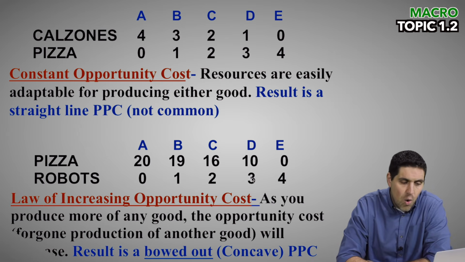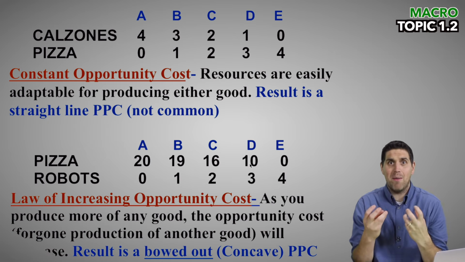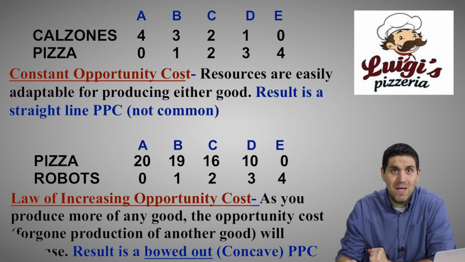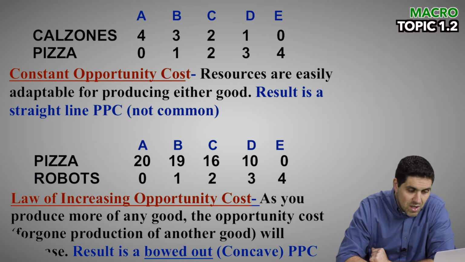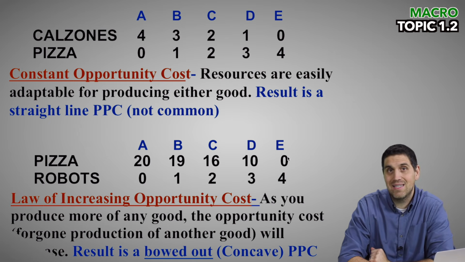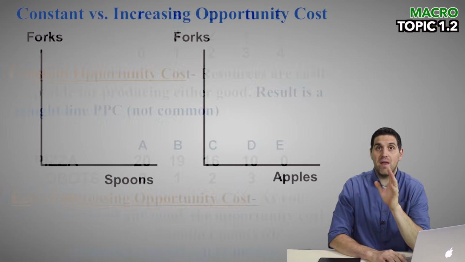For example, right here, we get only 1 more robot, but we're moving away these pizza makers, and that's what their job is, right? Luigi working in the back of the pizza restaurant, he's way better at making pizzas than he is robots. So the opportunity cost is super high. Remember, it's 10 pizzas we have to give up, moving from D to E. Again, this is called increasing opportunity cost. Let's see if you understand it with another example.